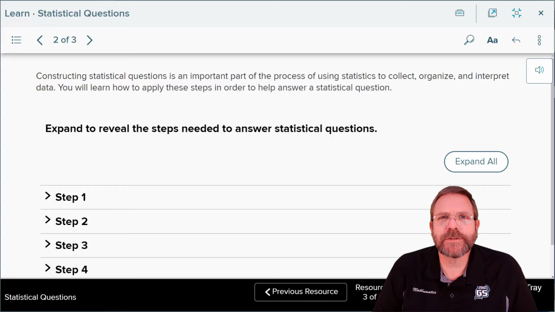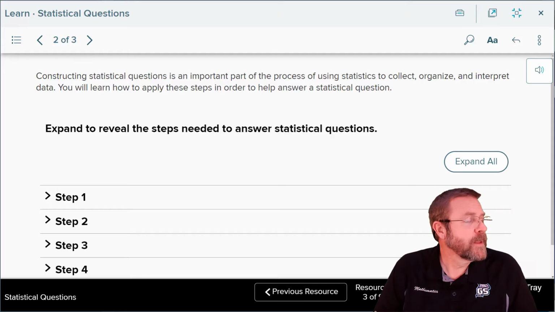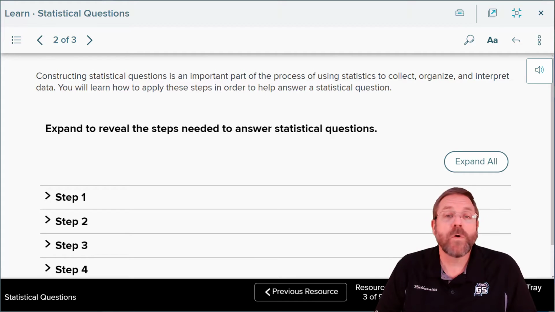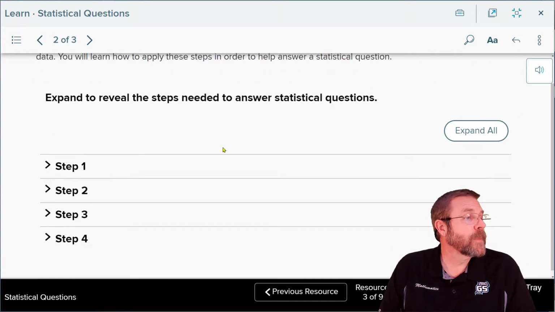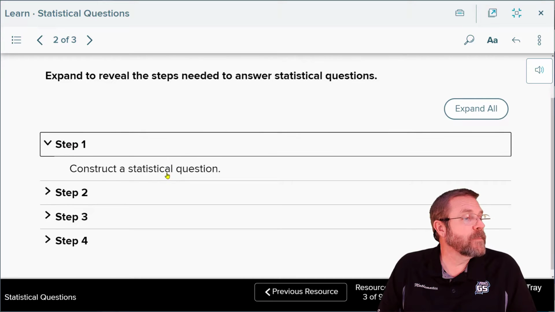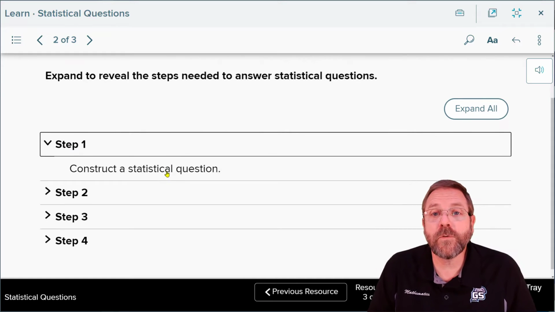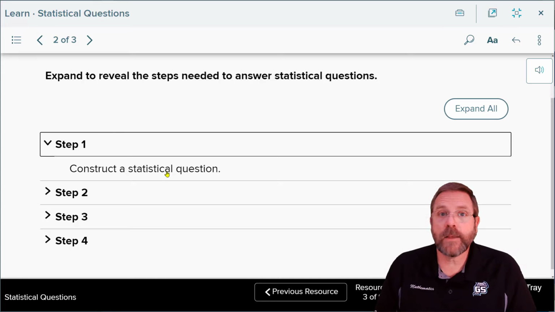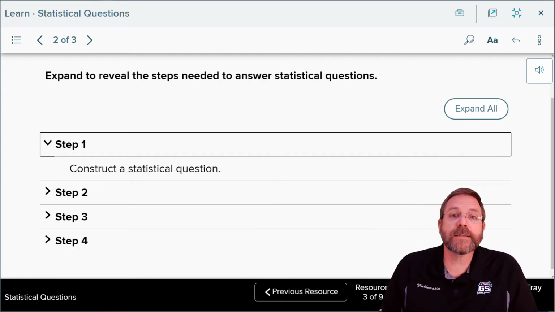I challenge you to say that 5 times really fast. It says, constructing statistical questions is an important part of the process of using statistics to collect, organize, and interpret data. And you're going to learn how to apply these steps in order to help answer each statistical question. First step in doing it is going to be to construct the statistical question. You can't very well ask a question if you don't know what you're asking.